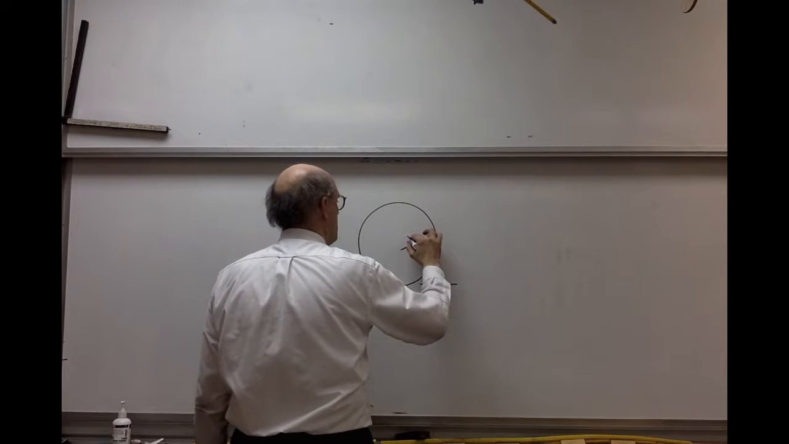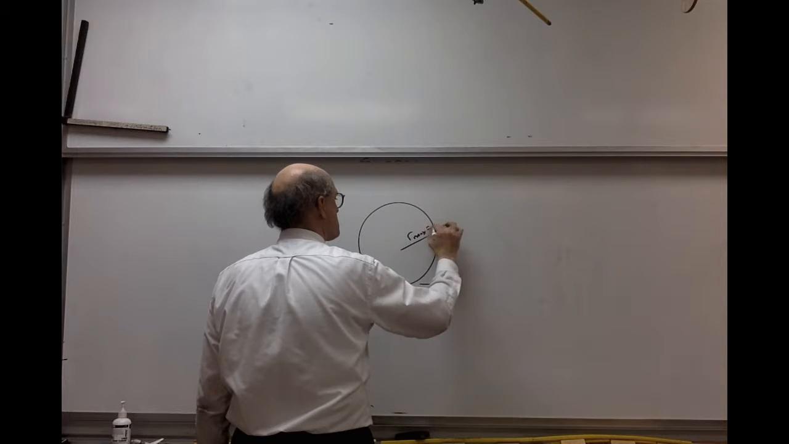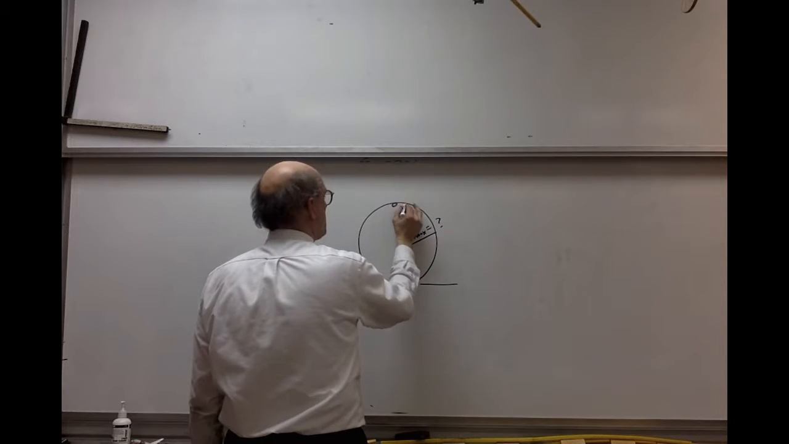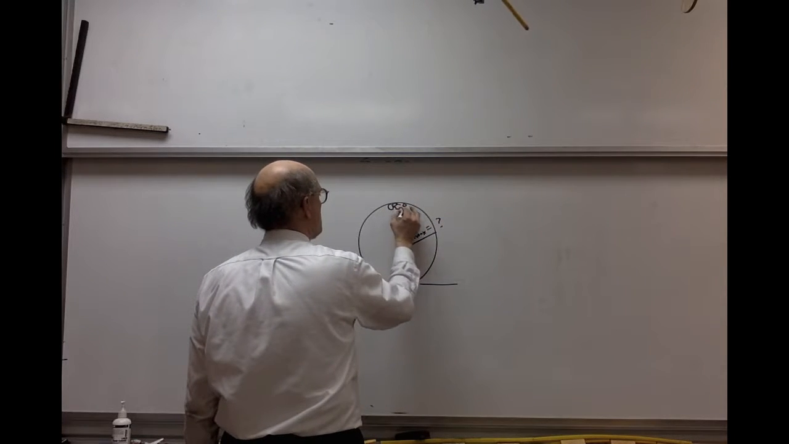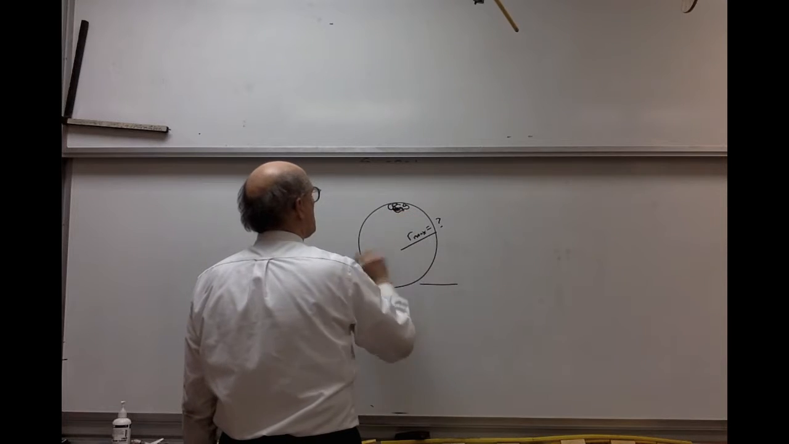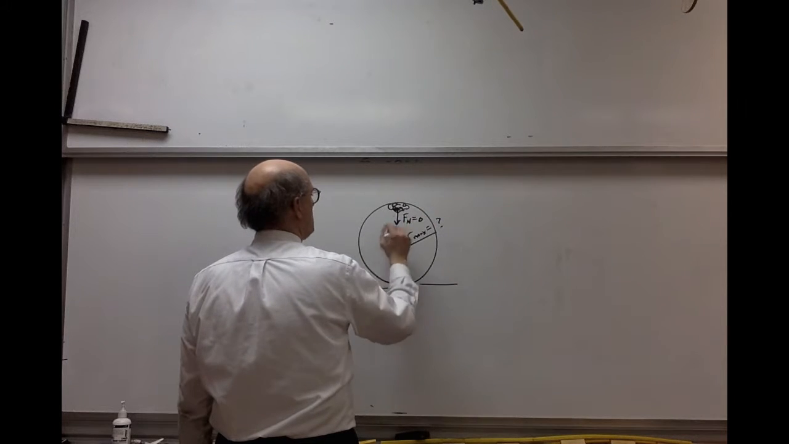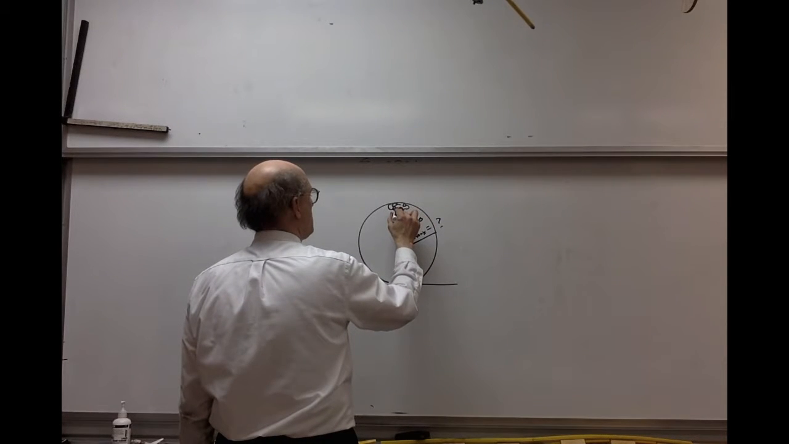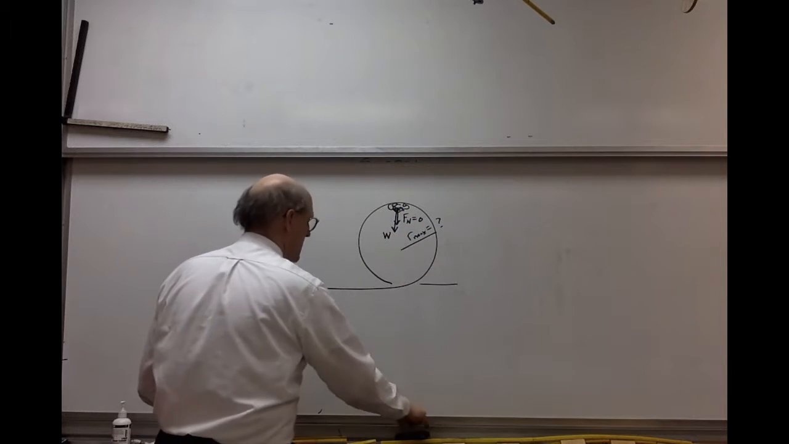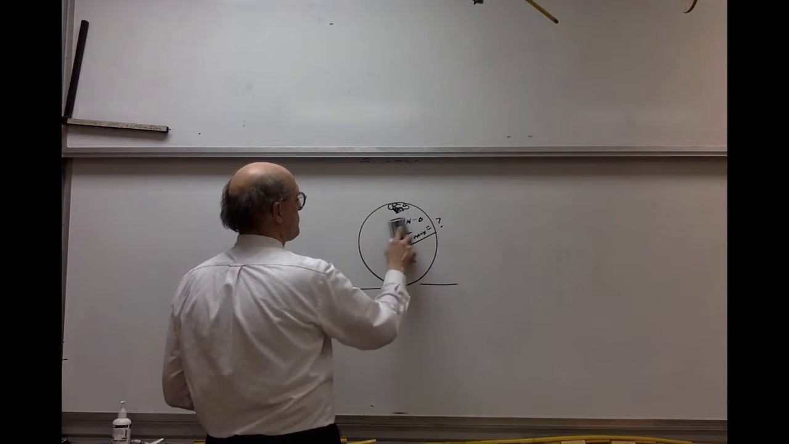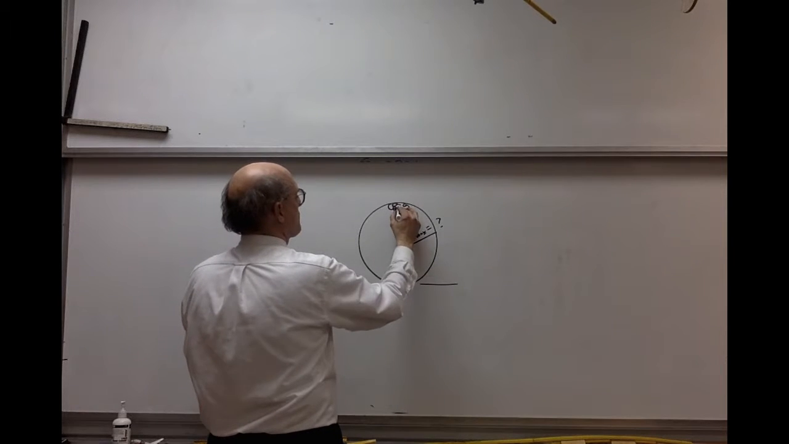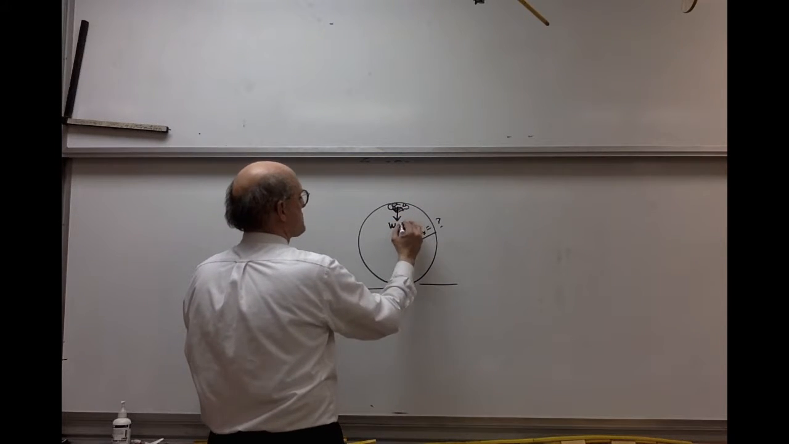Okay, so we're looking for the maximum radius. The maximum radius would occur when the car just leaves the track. So in other words, the normal force is 0. Net force then, of course, would be the weight of the car, and its occupants.